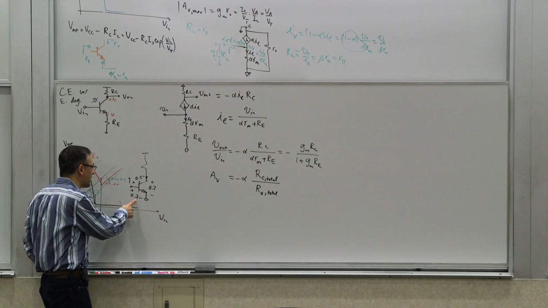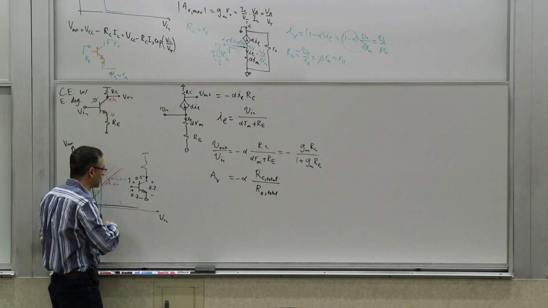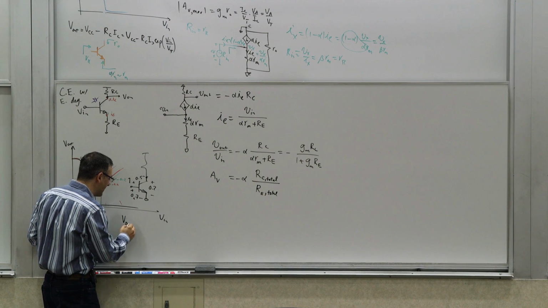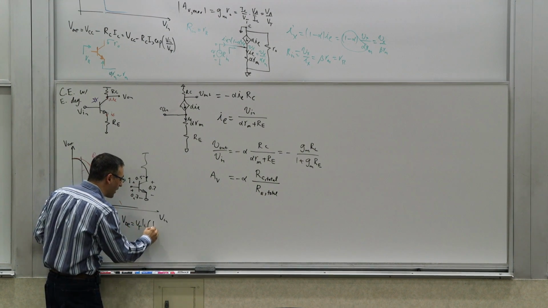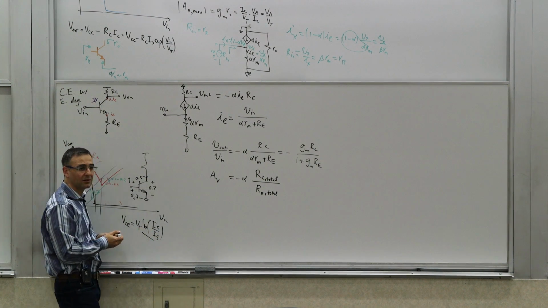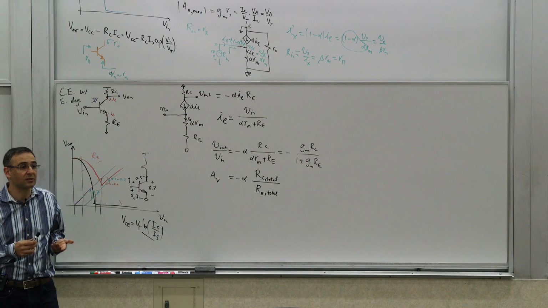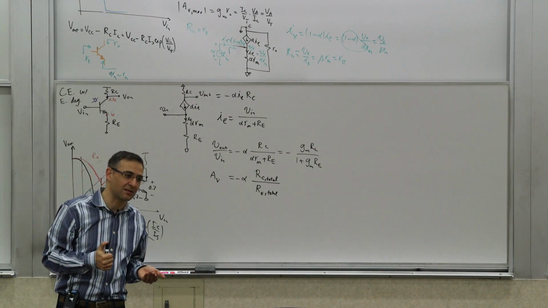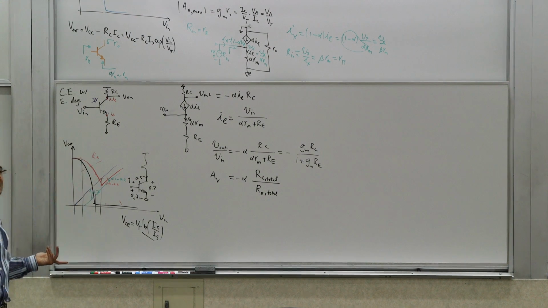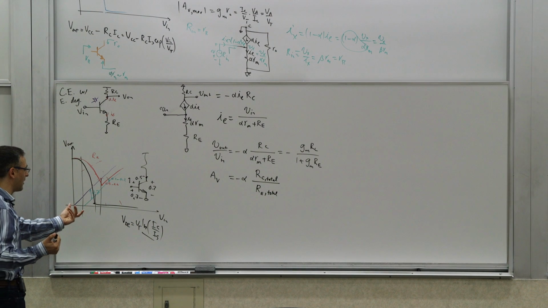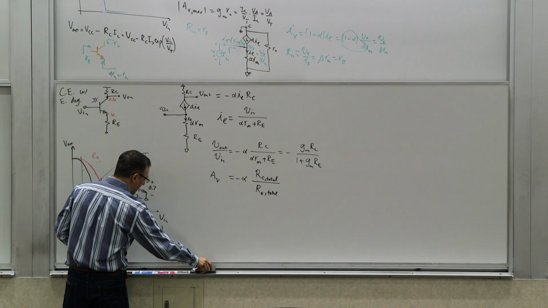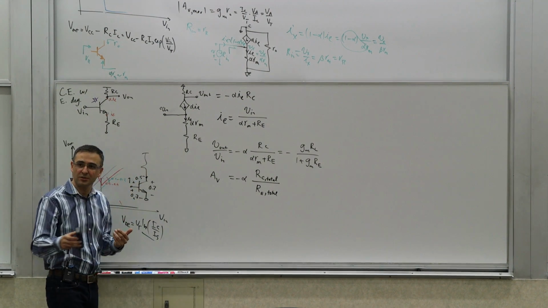And also remember, this is not a hard and fast number or rule. This is an approximation that comes from the fact that VBE is VT natural log of IC over IS. So it has a weak dependence on the collector current. Still, it does have a collector current dependence. It's a logarithmic dependence, so for the range of current you're typically talking about, it may not change that much. And we'll do these numbers more accurately when we talk about biasing and all those things. But yeah, any other questions?